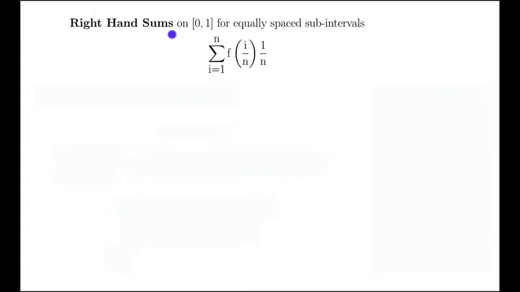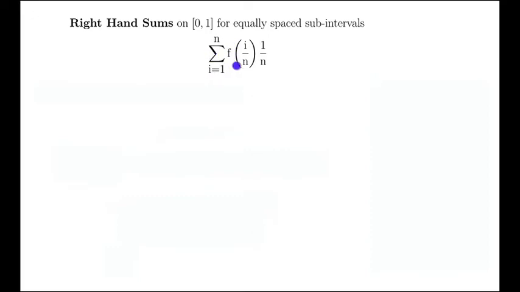We're going to talk about right-hand sums. The simplest case is if we do it for functions defined over the interval 0, 1, and we'll only look at equally spaced intervals. This is what a right-hand sum looks like. It looks like the sum i equals 1 to n of f of i over n times 1 over n.